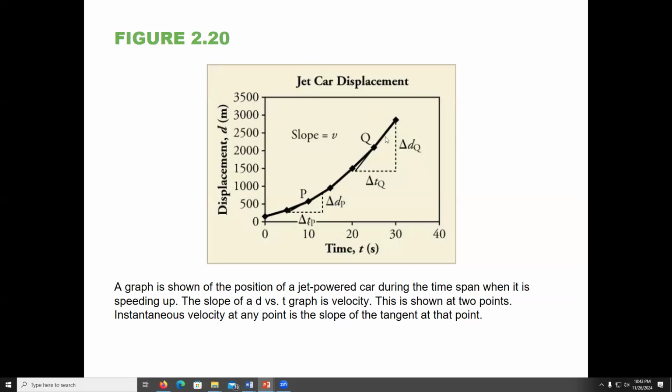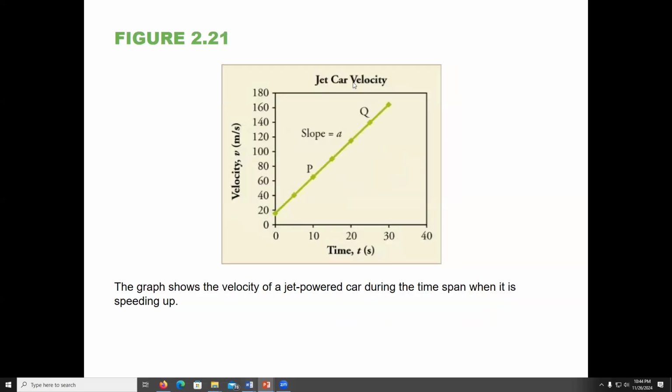But if I do not want the average velocity, I want the velocity at a particular instant of time, like when I'm at 20 seconds or 10 seconds, then what I have to do is get the tangential line. I have to make a line that is tangential to the point, and then get its slope. The slope of that tangential line will represent the instantaneous velocity at that particular point. So that shows us the same thing, rise over run.